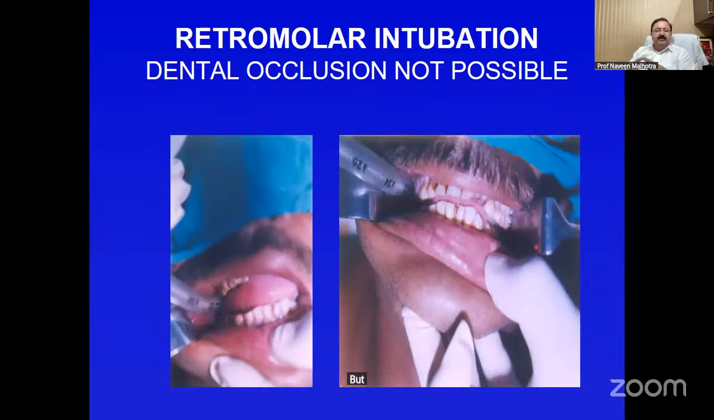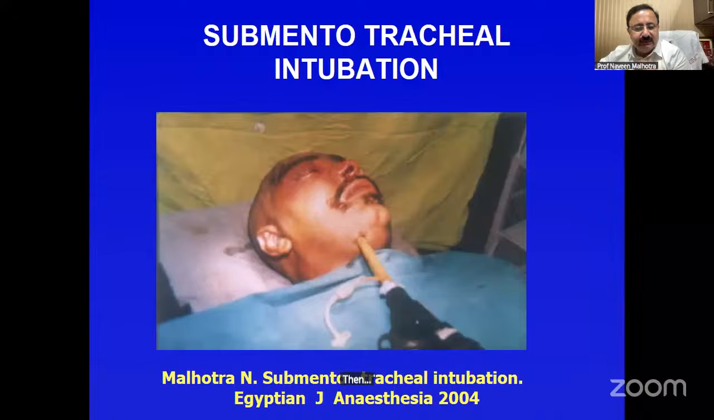But in 5% of patients who are bulky, who are very obese, dental occlusion is not possible. You have put the tube, but dental occlusion is not possible. And that means there is inadequate retromolar space, and the pressure is leading to deformity of the rings of the flexometallic tube. Then submento-tracheal intubation is indicated.